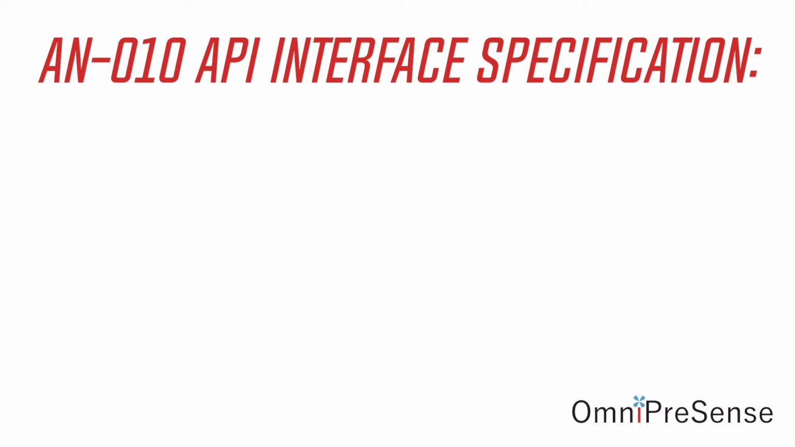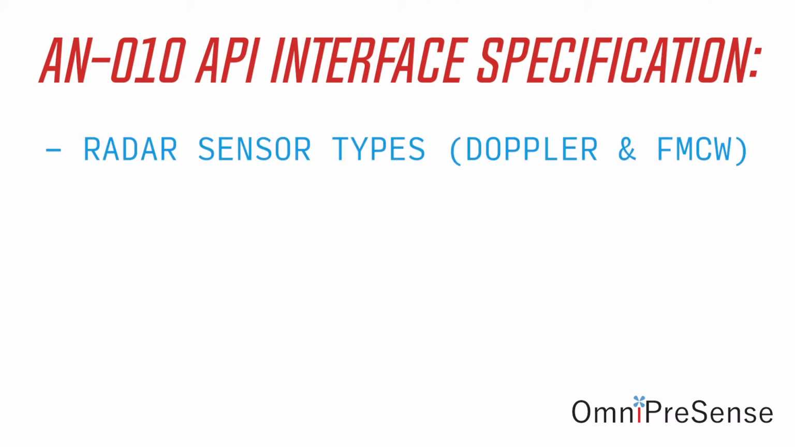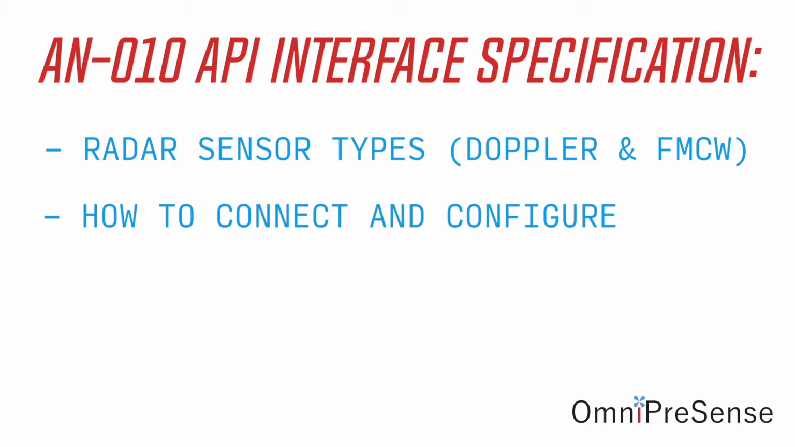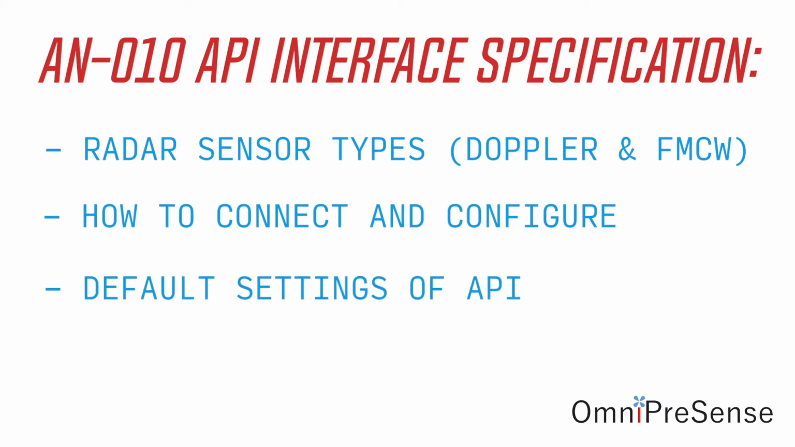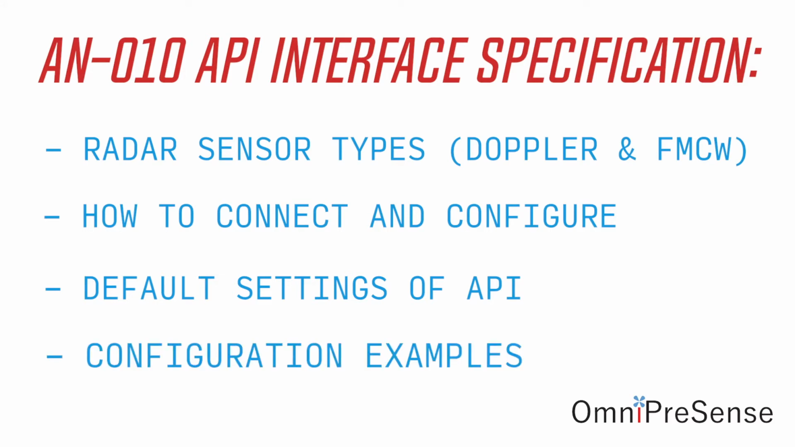The topics we will be covering in today's video are a description of the two types of radar sensors we produce, how to connect and configure an OmniPreSense radar sensor, the default API settings, and lastly, examples of how to use the API to make changes to the output format, filtering for speed, range, and magnitude, as well as other changes.